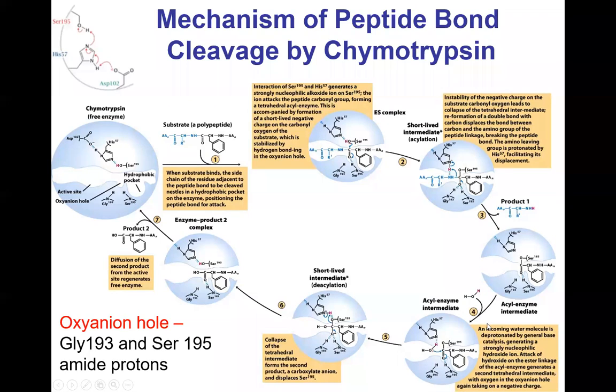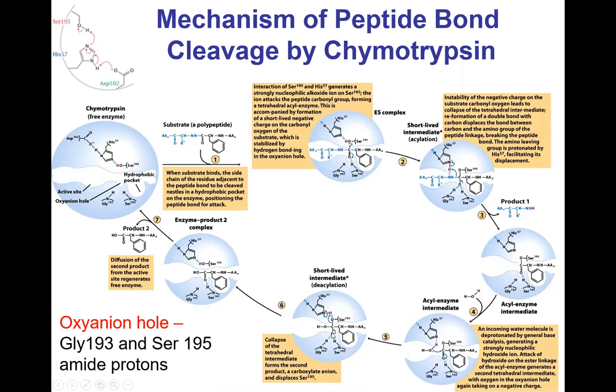Once you form the acyl enzyme intermediate, a conformational change happens and a water molecule sneaks in right next to that same histidine, histidine 57. And so at the beginning of the deacylation step, that nitrogen is again going to act as a general base, will pick up that proton from the water and make water a better nucleophile by making a hydroxide ion, OH minus. And that hydroxide ion will attack that same carbonyl and you form a short-lived tetrahedral intermediate in the deacylation step.